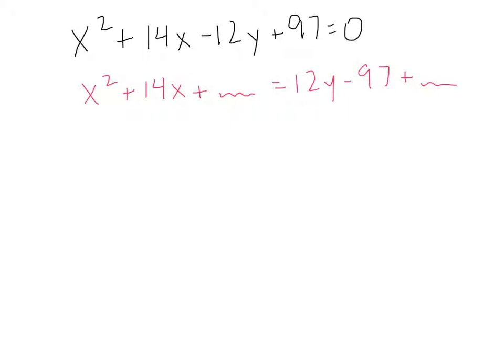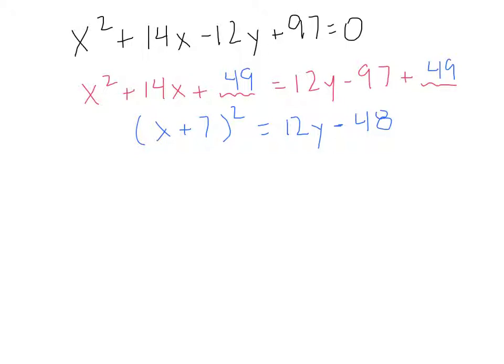So now let's write the left-hand side as a perfect square trinomial. So we're going to do b divided by 2. In this case, that's going to be 7 squared. Gets me 49. Add 49 to both sides. So our right-hand side is going to become 12y. Now we have negative 97 plus 49, which is perfectly fine, even though they're big numbers. So we have negative 48 because 97 is the negative number.